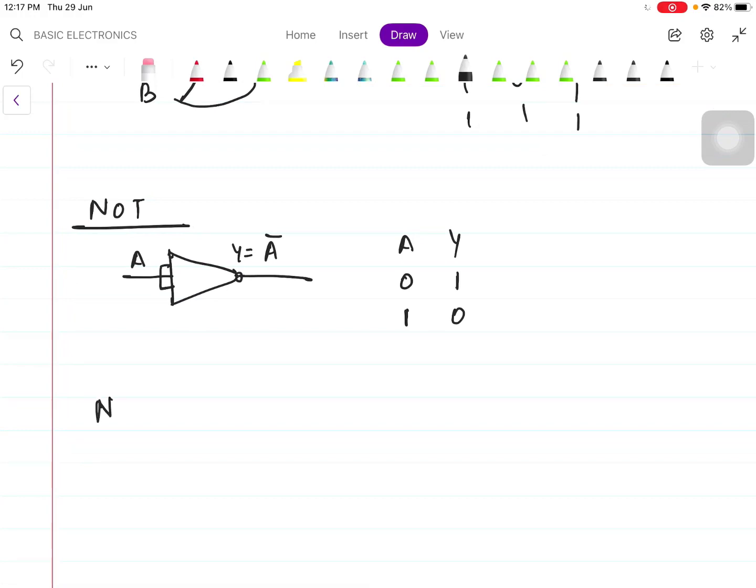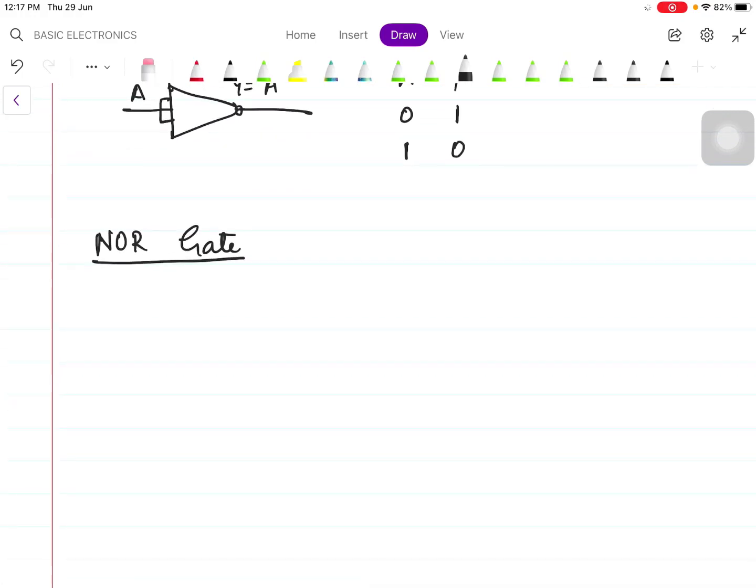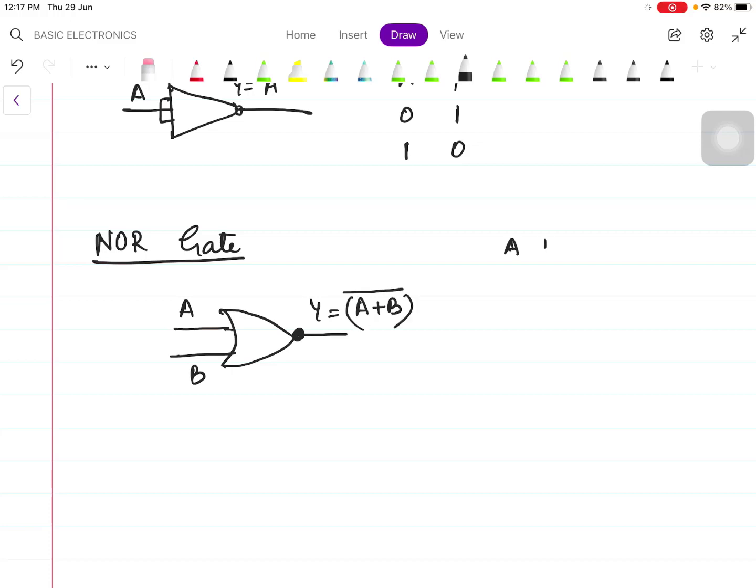First one is NOR gate. NOR gate, as you can see, is a combination of NOT plus OR. So first of all, let us draw OR: curve, curve and curve. And in the case of NOR, you have a bubble. So it becomes Y equals A plus B, because OR, and as a part of NOT, bar. So truth table is 4 combinations and Y equals A plus B whole bar. So 0 plus 0, 0, bar comes 1; 0 plus 1, 1, bar comes 0; 1 plus 0, 1, bar comes 0; 1 plus 1, 1, bar becomes 0. So this is the truth table for NOR gate.